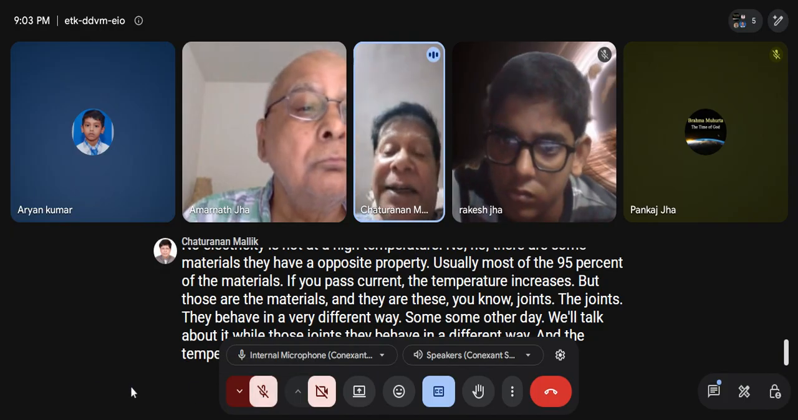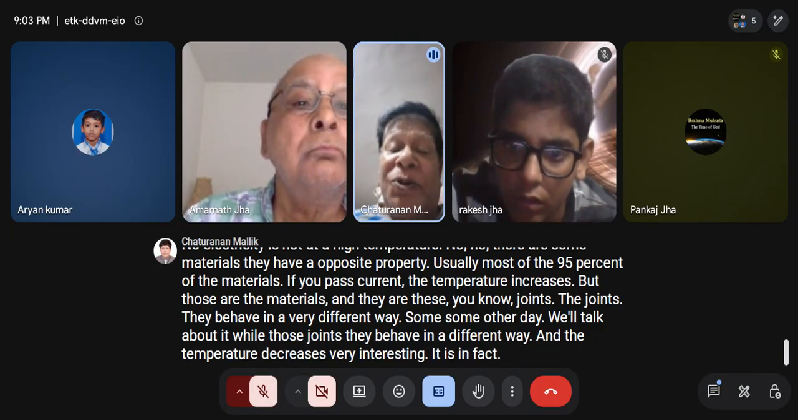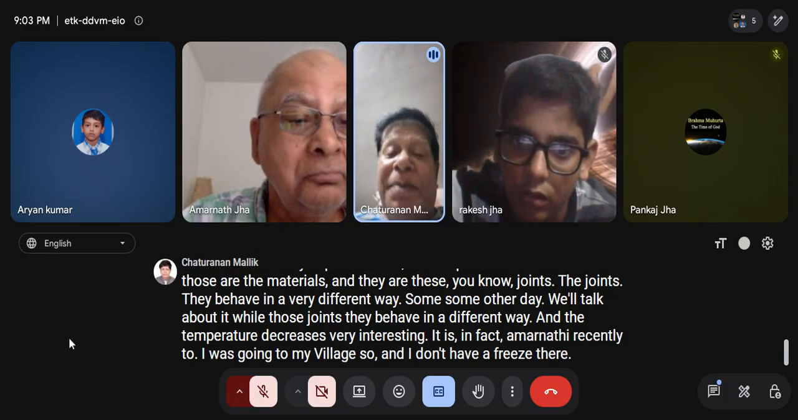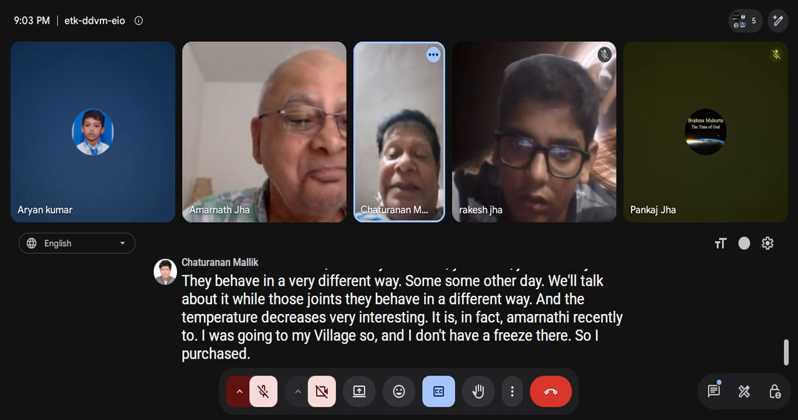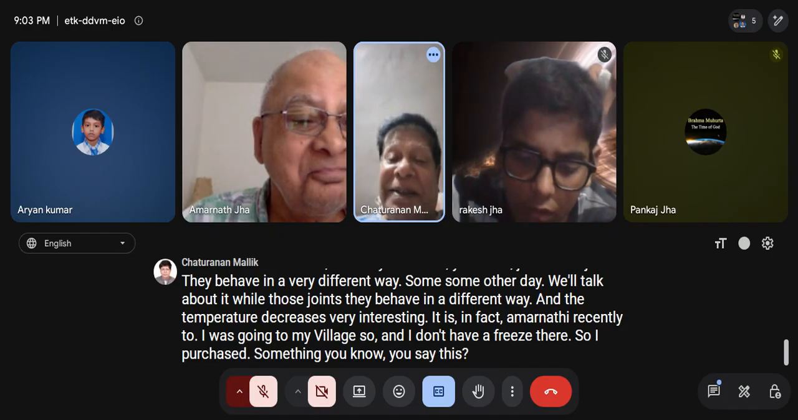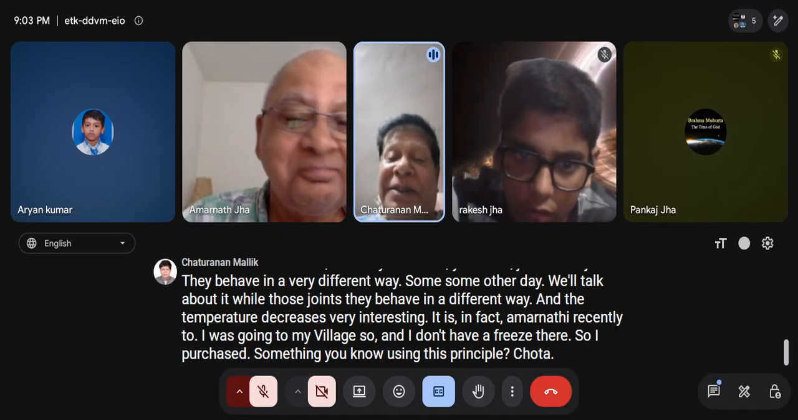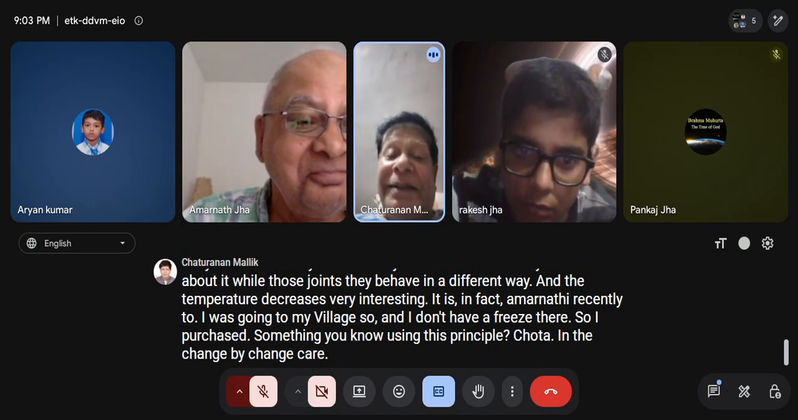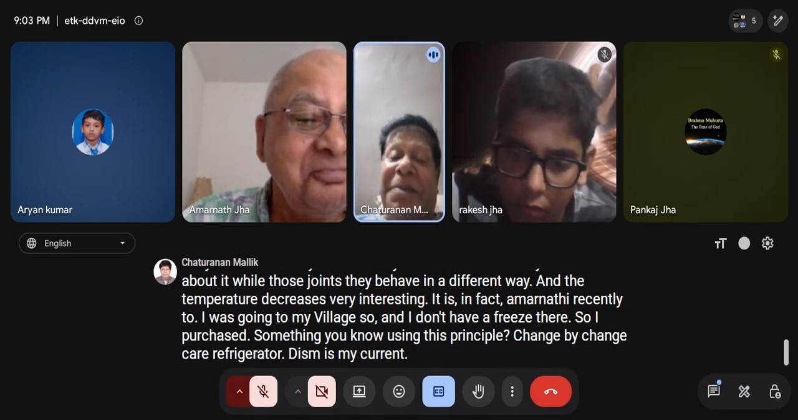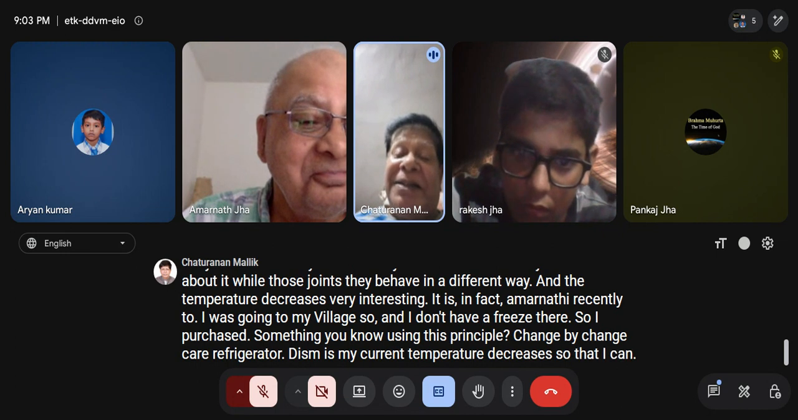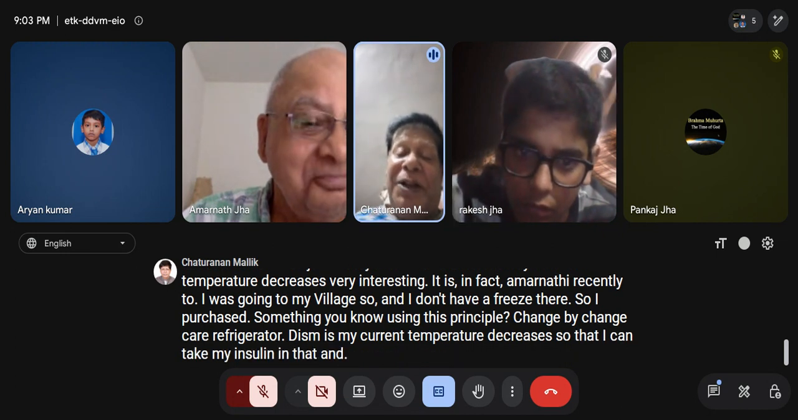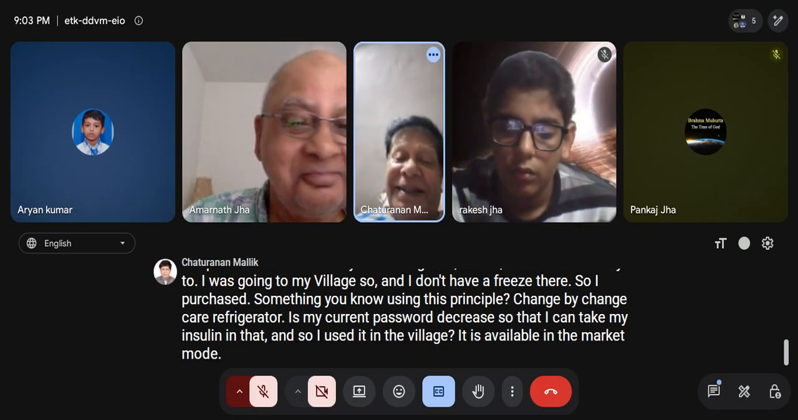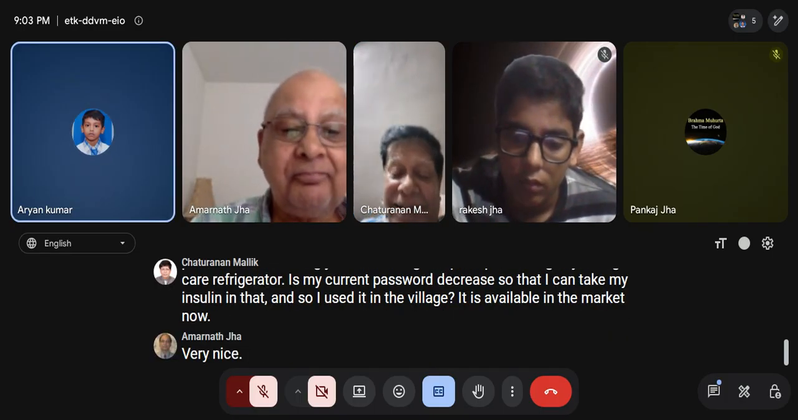In fact, Amarnath ji, recently, I was going to my village, and I don't have a fridge there, so I purchased something that uses this principle. छोटा सा, means 6 इंच by 6 इंच का रेफ्रिजरेटर, जिसमें करंट पास करके टेम्परेचर डिक्रीज होता है, so that I can take my insulin in that. And so I used it in the village. It is available in the market now. Very nice.